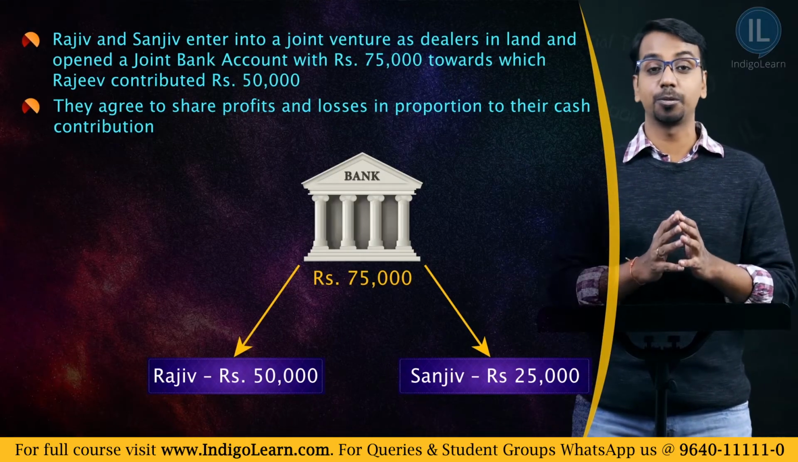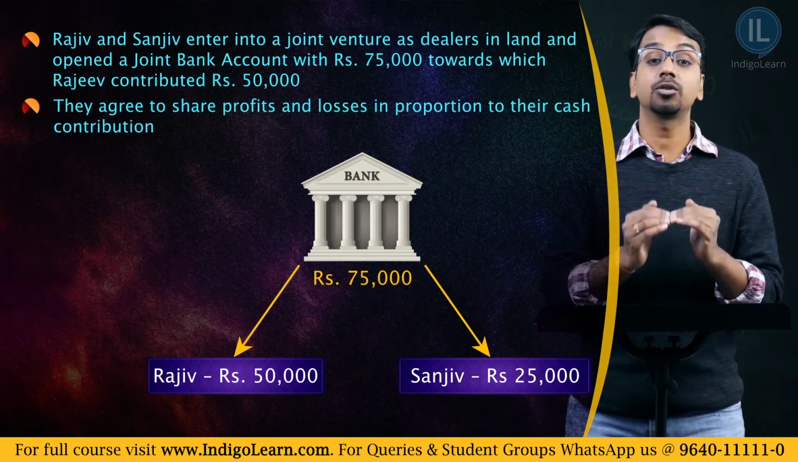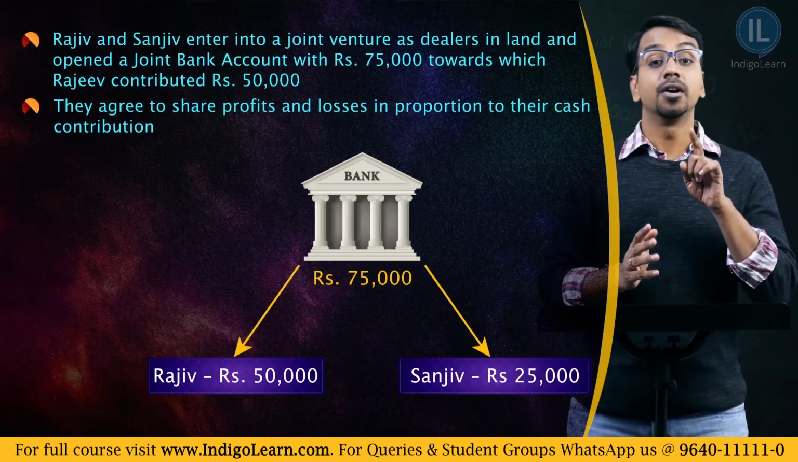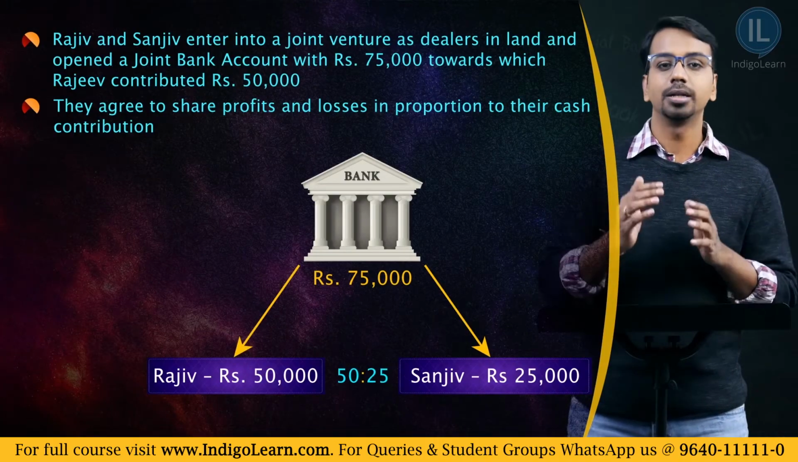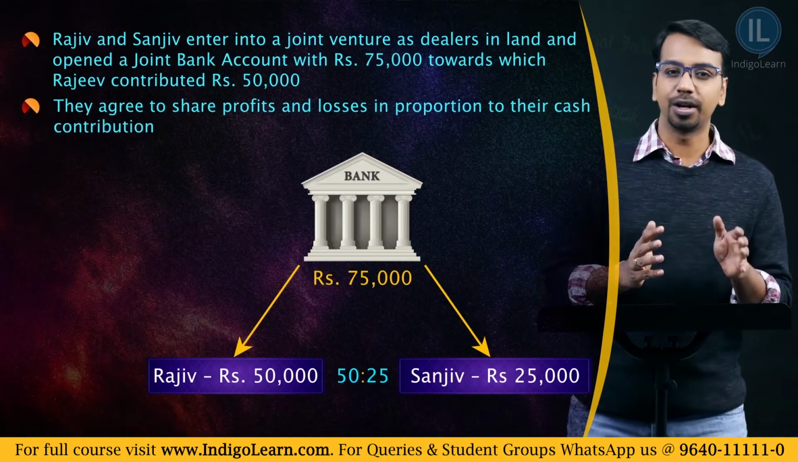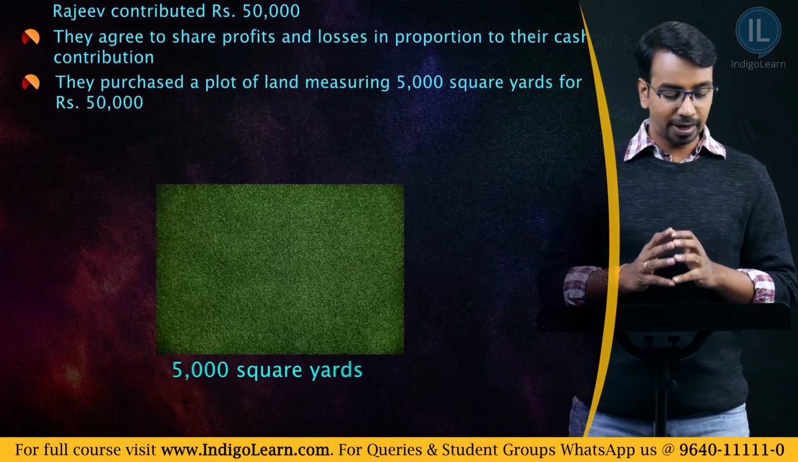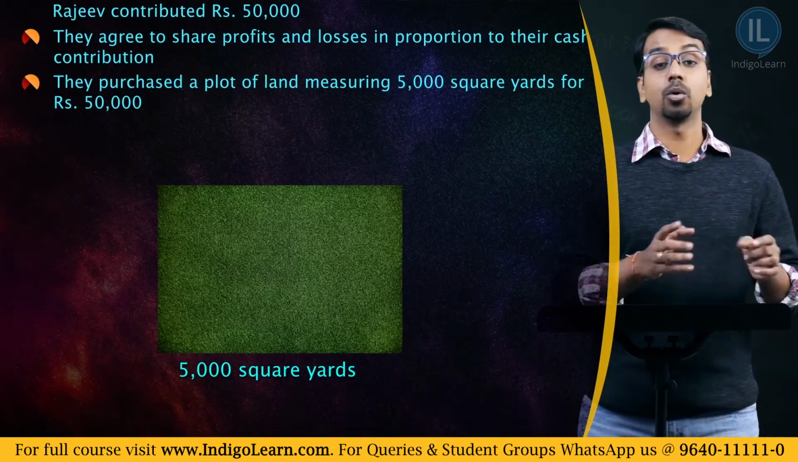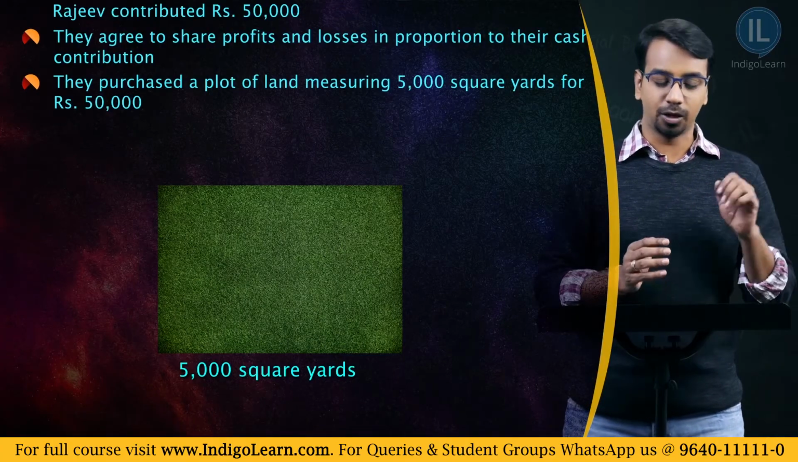So what is the cash contribution? 50,000 and 25,000. So if the cash contribution is 50,000 and 25,000, their profit sharing ratio is 50,000 is to 25,000, or this is 50 is to 25. We will simplify it further when we do the solution. They purchased a plot of land measuring 5,000 square yards for 50,000 rupees. So 5,000 square yards were purchased for total amount of 50,000.